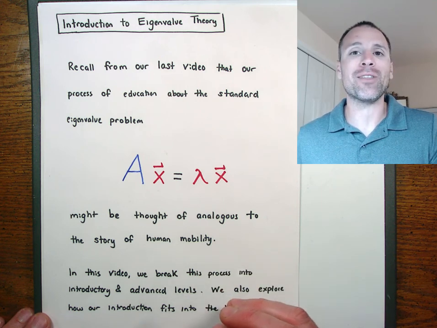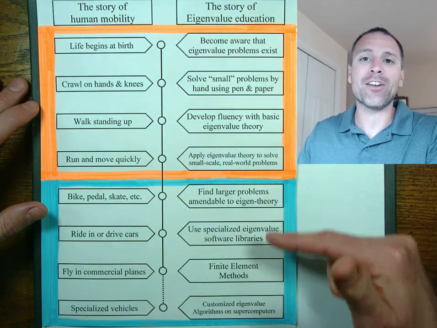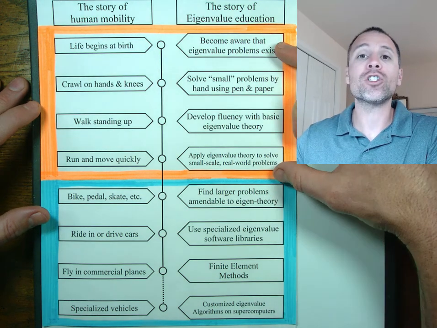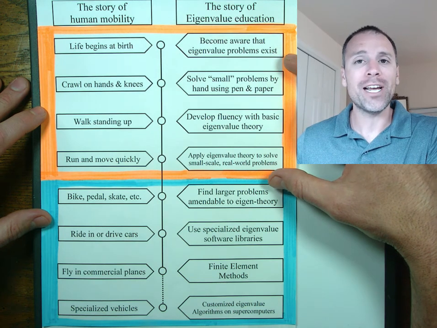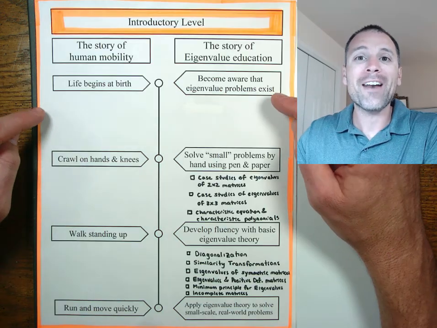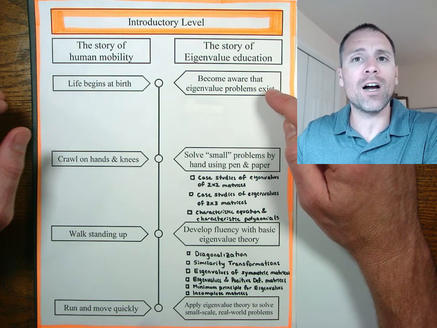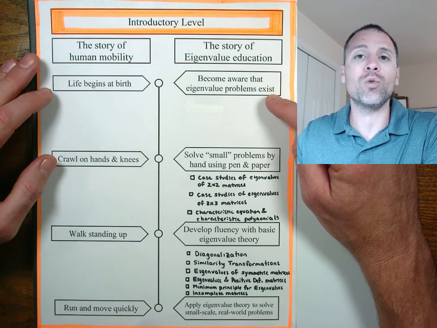In our introduction to eigenvalue theory, recall from the last video, we said that there were really 8 steps in our process of becoming experts in eigenvalue theory, the first 4 of which are going to be the focus of the introductory explorations that we do in this course. With that in mind, we've already become aware of an eigenvalue problem via the study of the coupled pendula problem that we did in the first eigenvalue lesson.